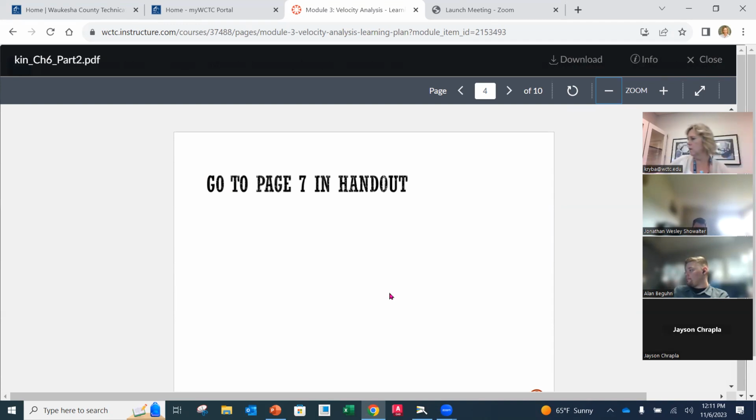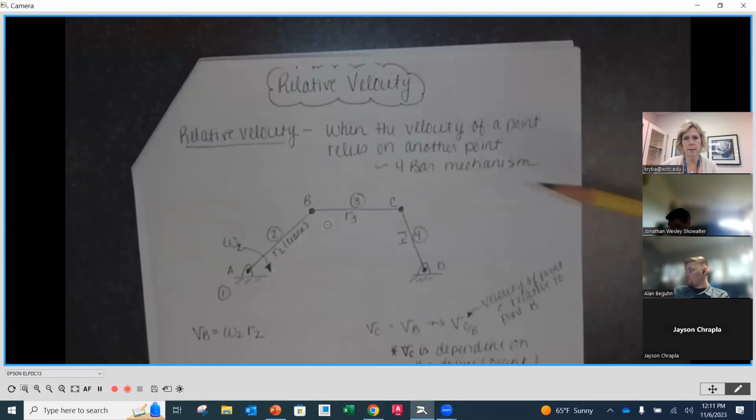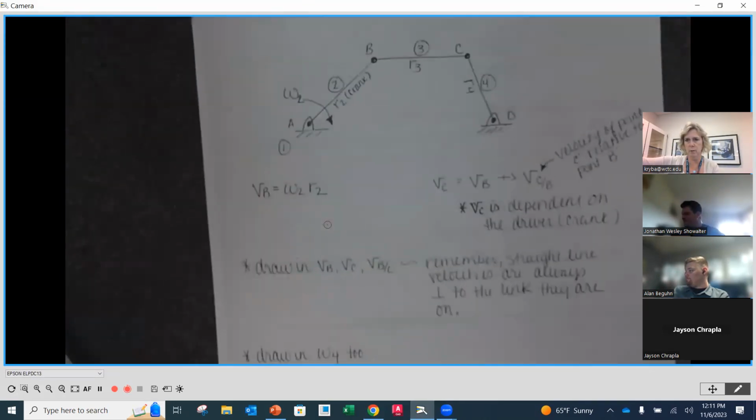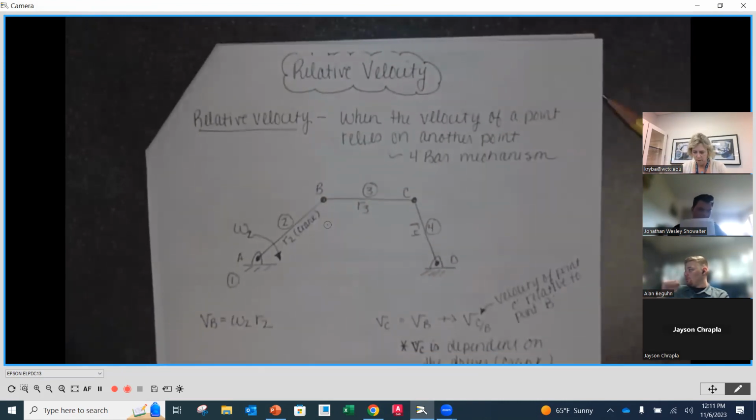So I'm going to go underneath my camera, and we're going to be on page 7 of 10. So there's 10 pages in here. We're going to be on page 7. And this is where the relative velocity portion starts for us, okay? I want to have my calculator handy as well.